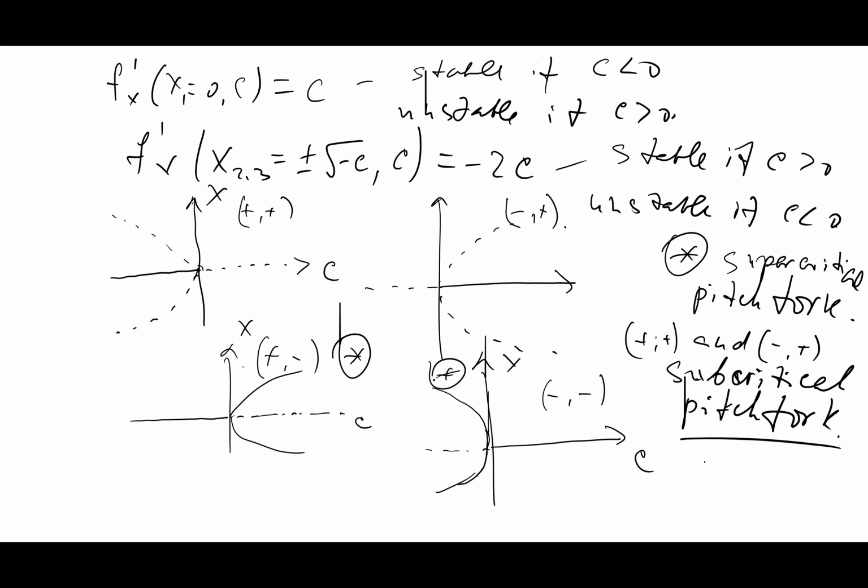So this is pretty much a complete classification of bifurcations. There are no other bifurcations which can be observed in flows.